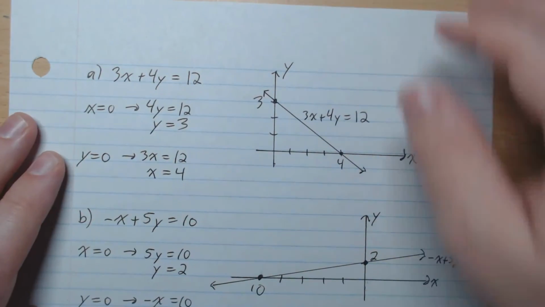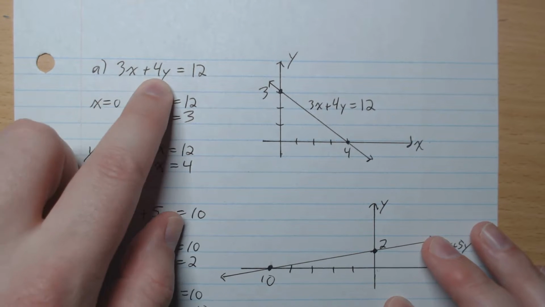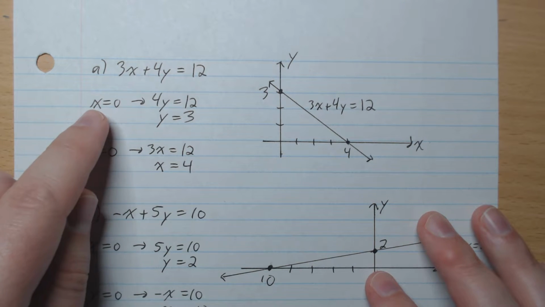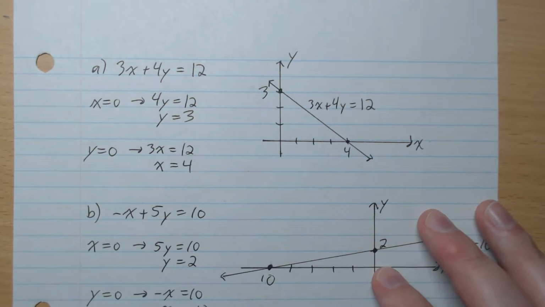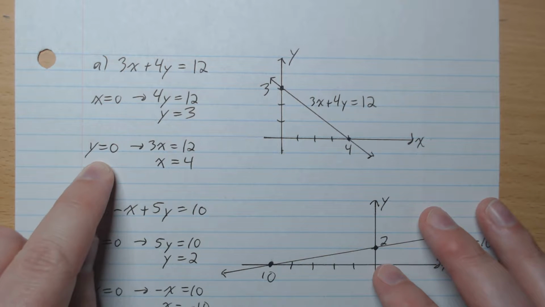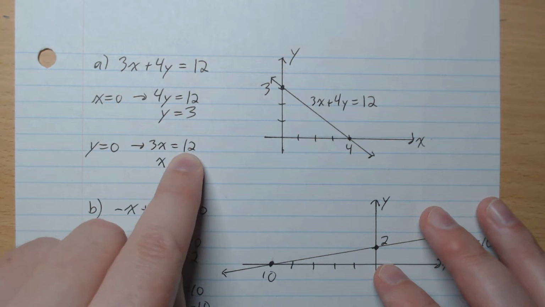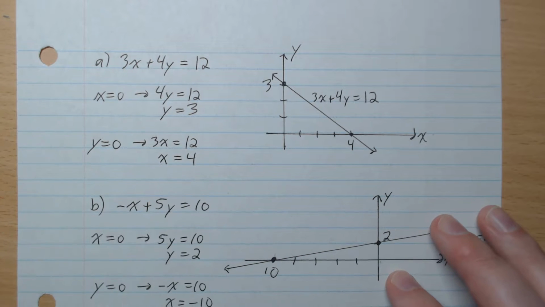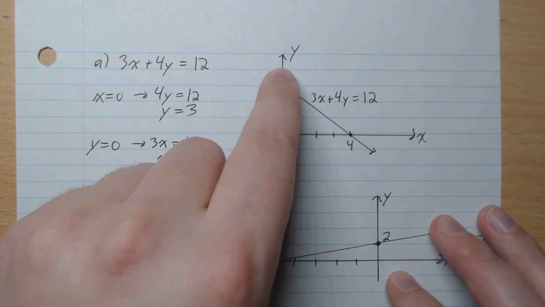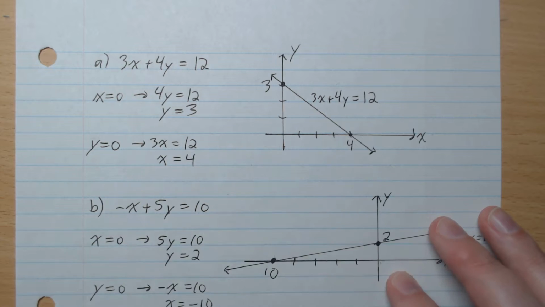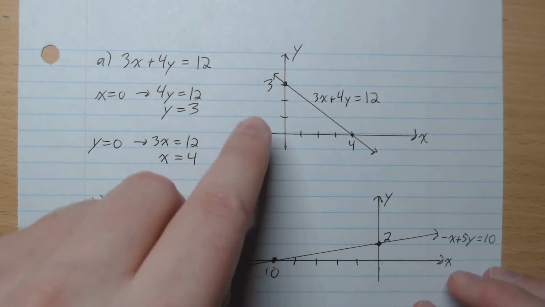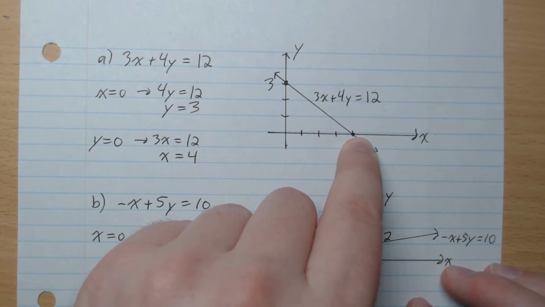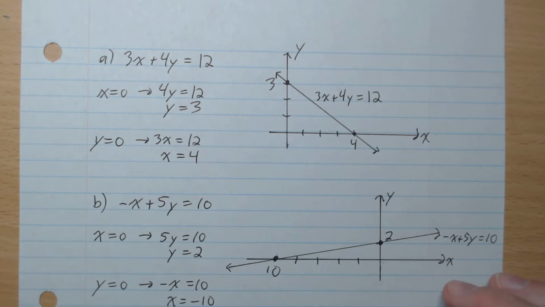Okay, we're back. So a, 3x plus 4y equals 12. We'll start with x equals 0. Plug that in. We get 4y equals 12. Y equals 3. And then we're going to plug in y equals 0. And then we get 3x equals 12, which makes x equal 4. So we have 0, 3 here and 4, 0 here. And then we connect, and there's the graph of our function. So we're using the y-intercept and the x-intercept to graph our linear function.